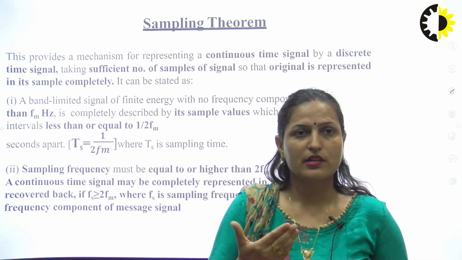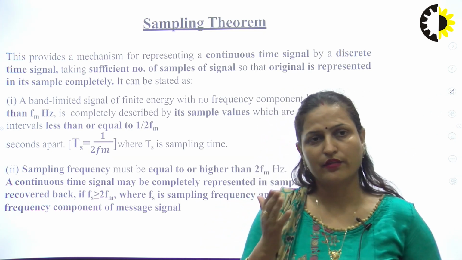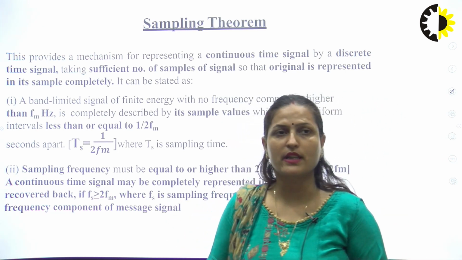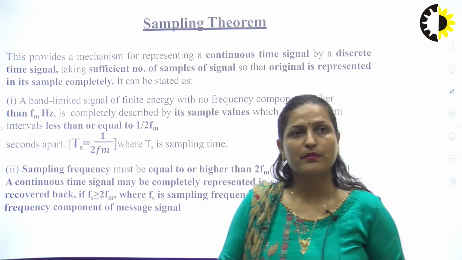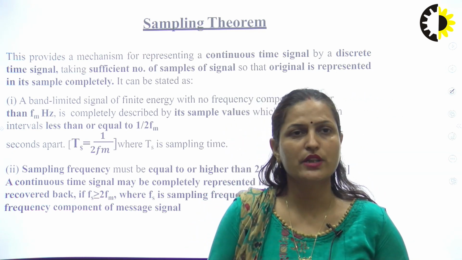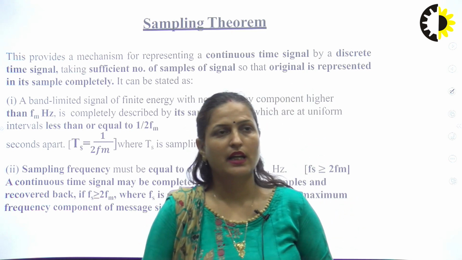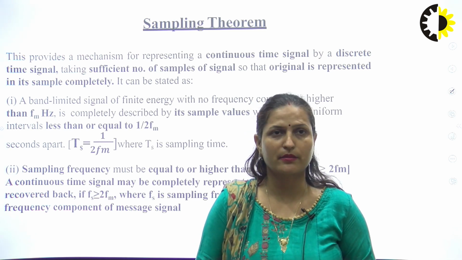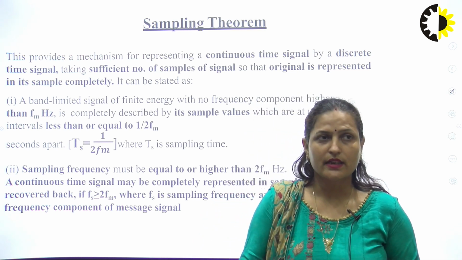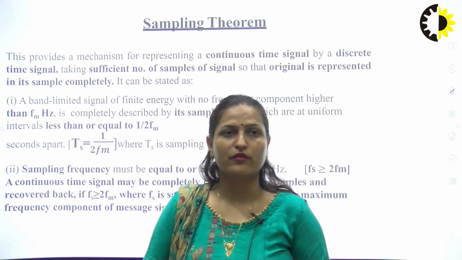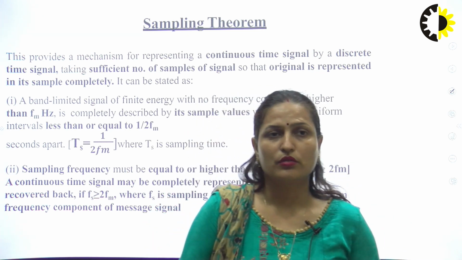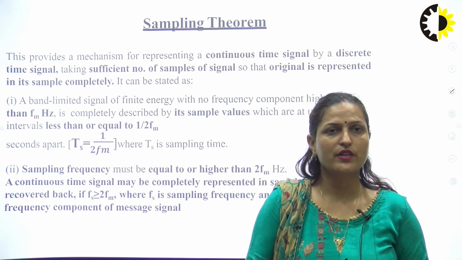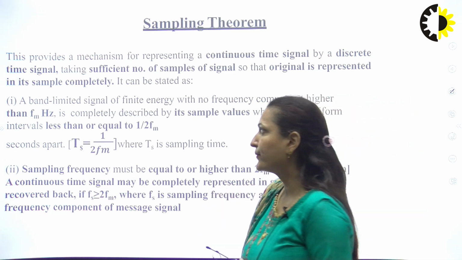Actually, an analog signal is a continuous signal, and if we want to discretize this signal into time intervals, then we have to perform sampling. Sampling provides a mechanism for representing a continuous time signal by a discrete time signal, by taking a sufficient number of samples so that the original signal can be reconstructed back, and can be completely expressed in the form of samples. Sampling should be done in such a way that reconstruction of the signal will be okay.